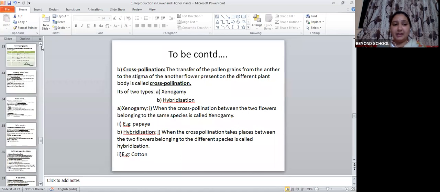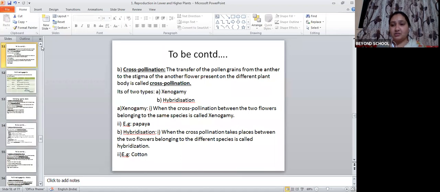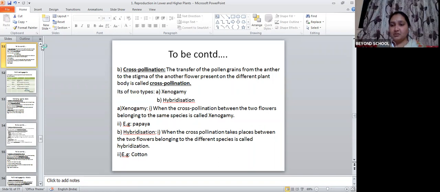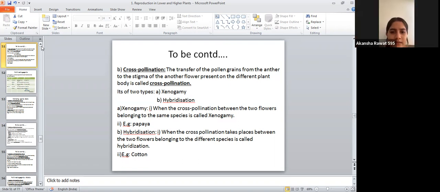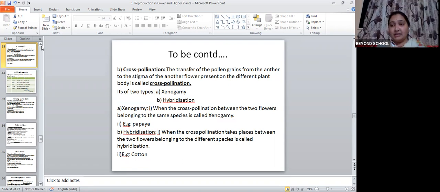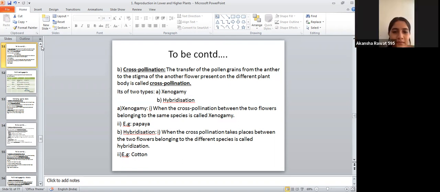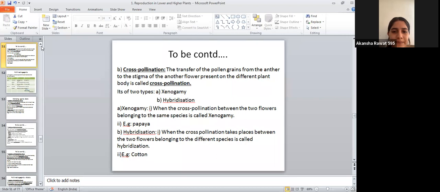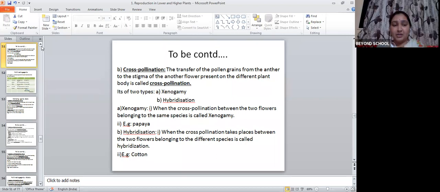Any kind of doubt till here, Akansha? No, ma'am. Till now you have referred to the chapter? Yes. Have you studied the chapter properly and thoroughly? Yes. Any kind of doubt, any word you are not getting? No. Till now everything is clear. Today you have understood till double fertilization. Yes. Okay, fine.